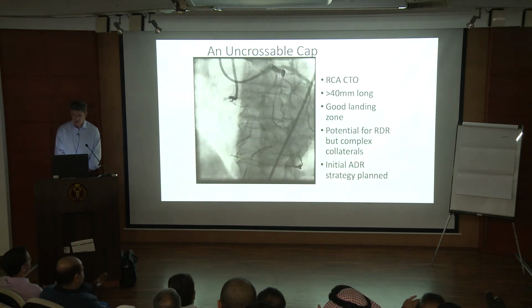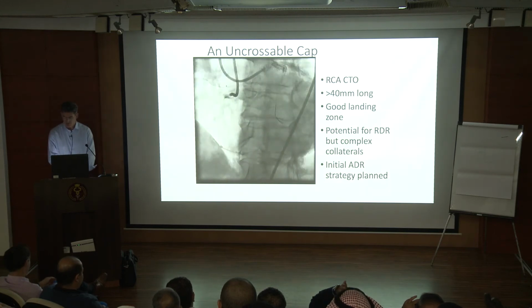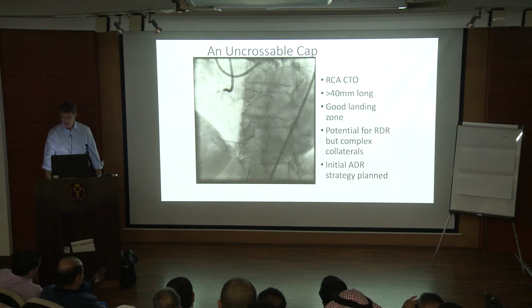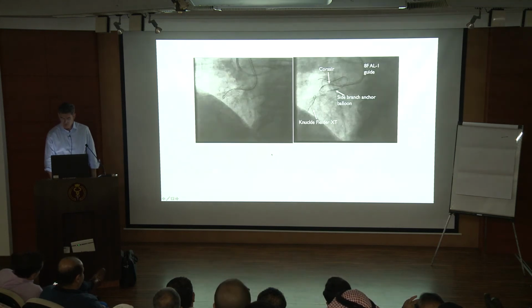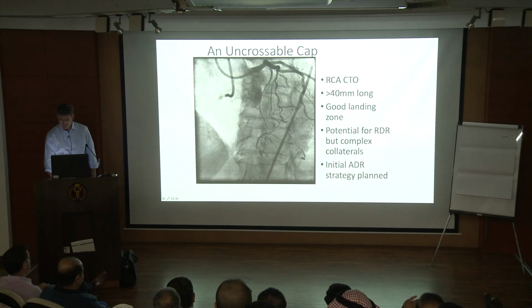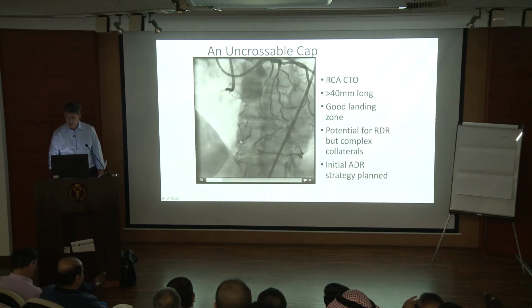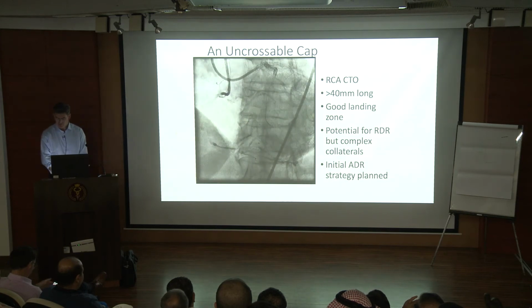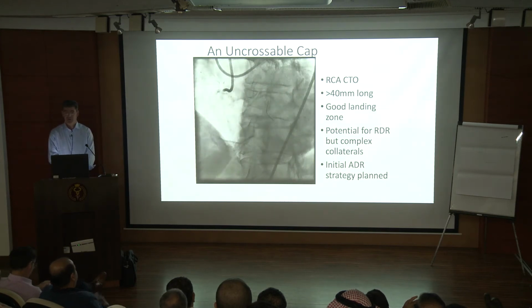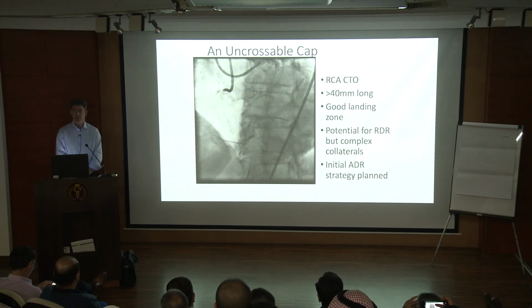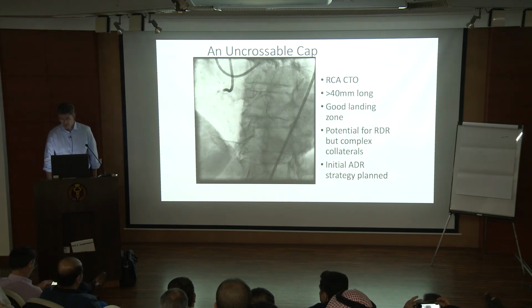So here is a very difficult sort of uncrossable cap, right coronary CTO, over 40 millimeters long, very good landing zone. So there is the potential for retrograde dissection re-entry, but the collaterals in this case are difficult. And if you make the judgment up front that the collaterals are going to be particularly challenging, then again, it is appropriate to go for a primary ADR strategy. So right from the outset, your case should be set up to allow you to perform ADR.